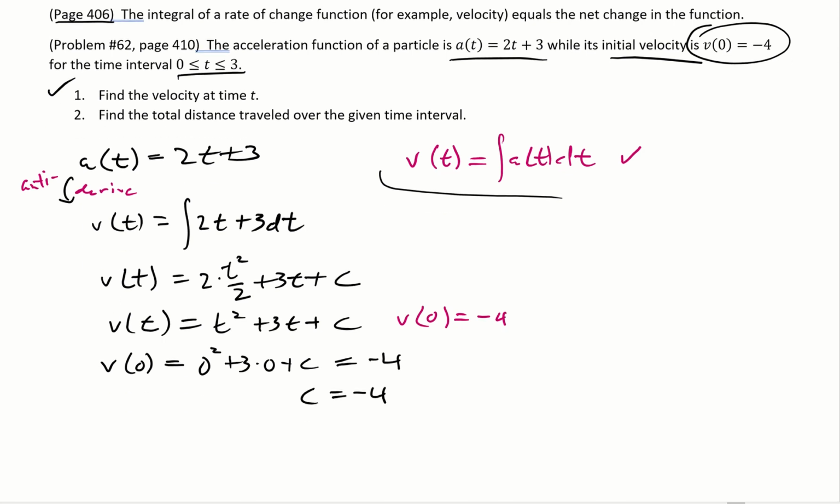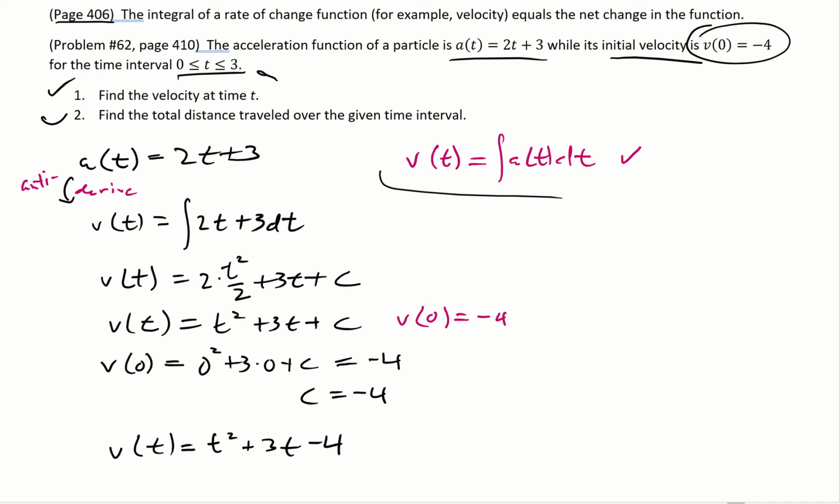Did you see that coming? So our velocity function, this is what we want, turns out to be t squared plus 3t minus 4. And step 1 is complete. Now step 2 is coming. This is something new. Find the total distance traveled over the given time interval. What's the given time interval?